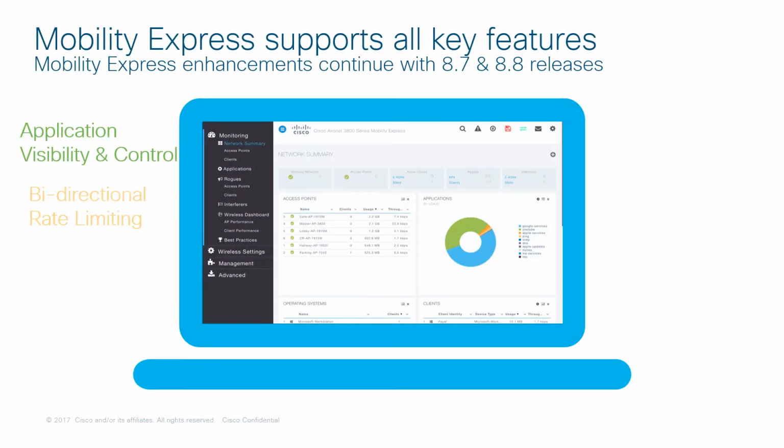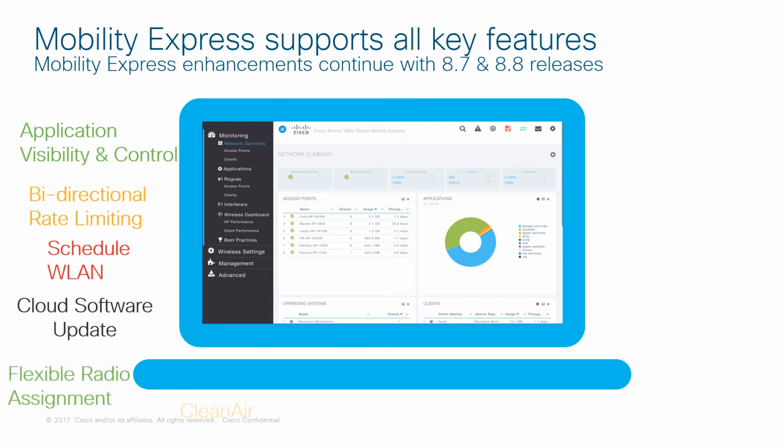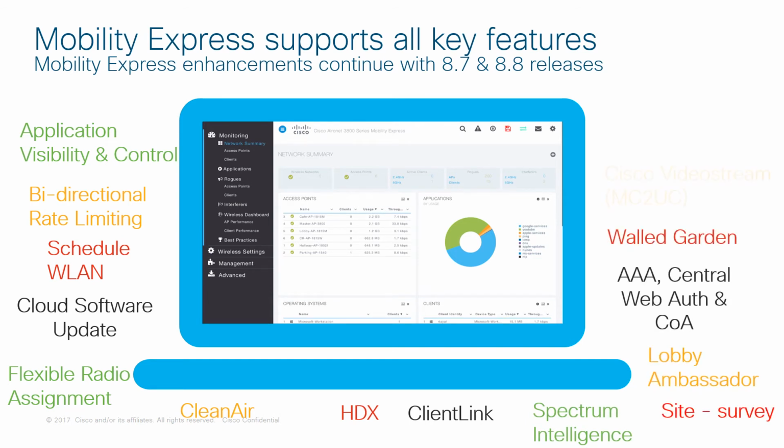With every release of Mobility Express, we have added key enhancements, and we have a rich roadmap going forward as well. Some of the new features added with AirOS 8.7 and AirOS 8.8 are bidirectional rate limiting per client, per BSSID, and per wireless LAN. This allows small and medium business customers to enforce limits on upload and download bandwidth, and also to manage their costs. With the Schedule Wireless LAN feature, SMBs can shut down their Wi-Fi when business is closed and avoid exposing themselves to possible attacks on their network during non-business hours.